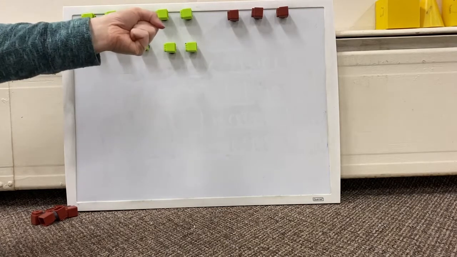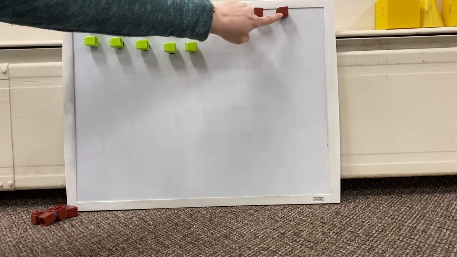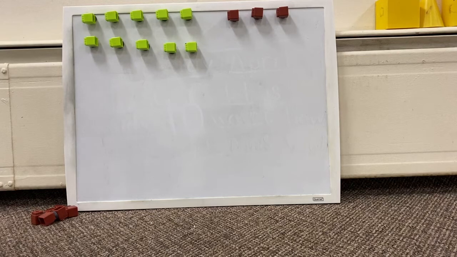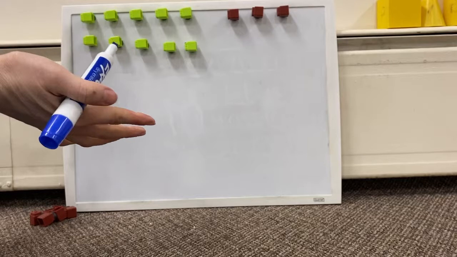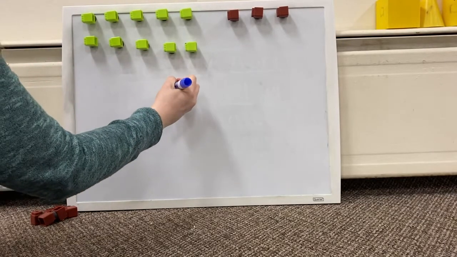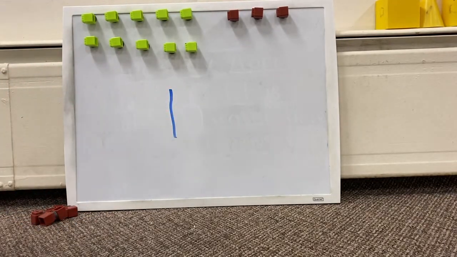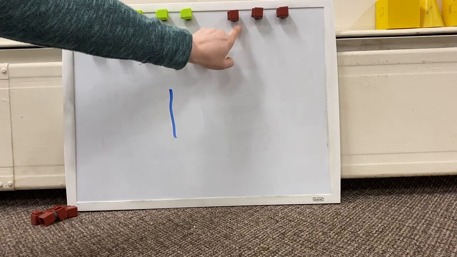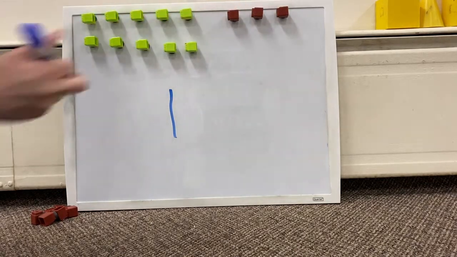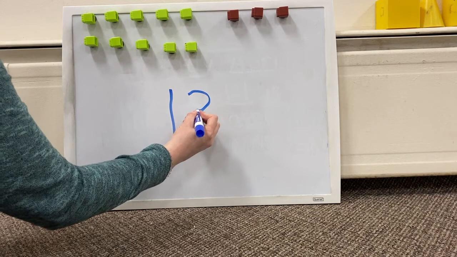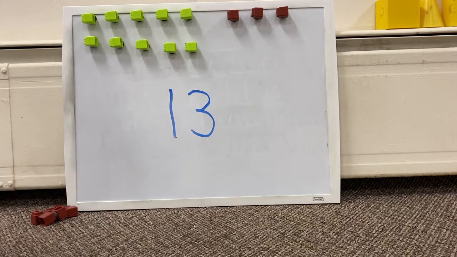Ready? 10, 11, 12, 13. How many do I have? I have 13. Now, wait a minute. I don't know how to write 13. Well, I know all teen numbers start with a 1. And then how many extra ones do I have over here? I have 3 extra ones. So I know I can write the number 3. There you have 13. Really good job.